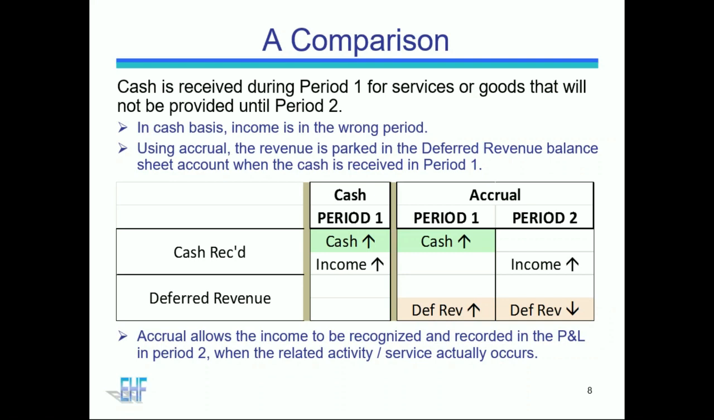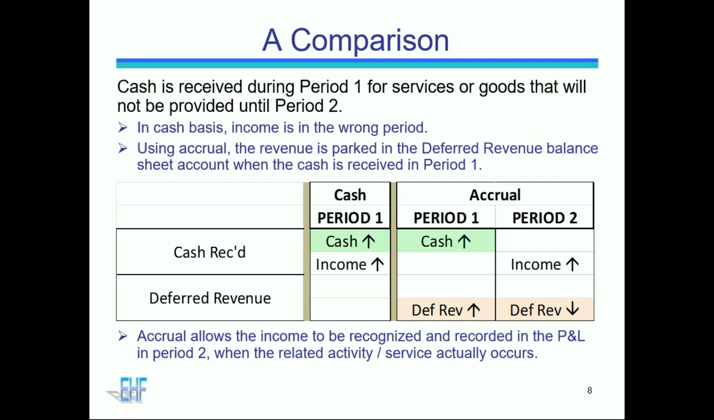Using accrual, the revenue is parked in the deferred revenue balance sheet account when the cash is received in period 1. In that way, the income is recognized in period 2 by moving it out of deferred revenue. Cash is increased in period 1, deferred revenue is increased in period 1. In period 2, we decrease the deferred revenue and increase the income in the right period. Accrual allows the income to be recognized and recorded in the profit and loss in period 2 when the related activity or service actually occurred.